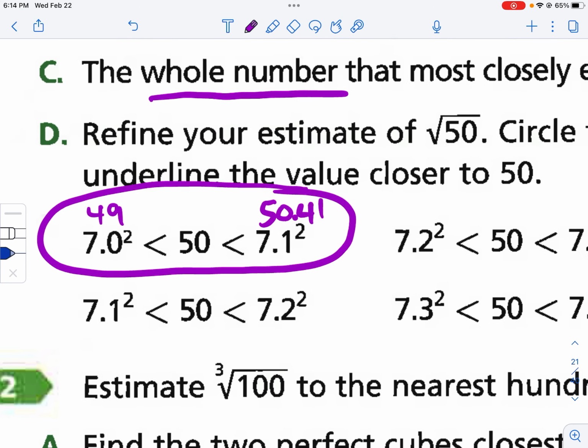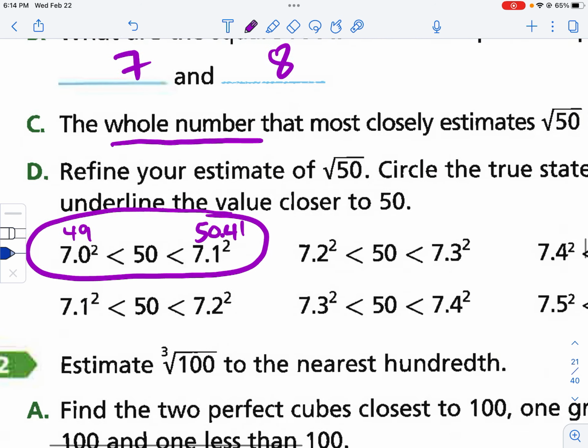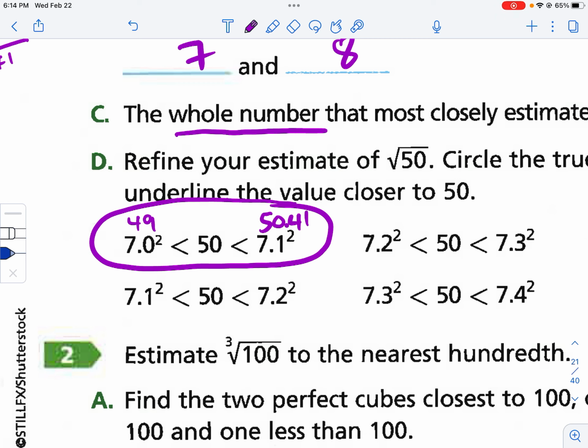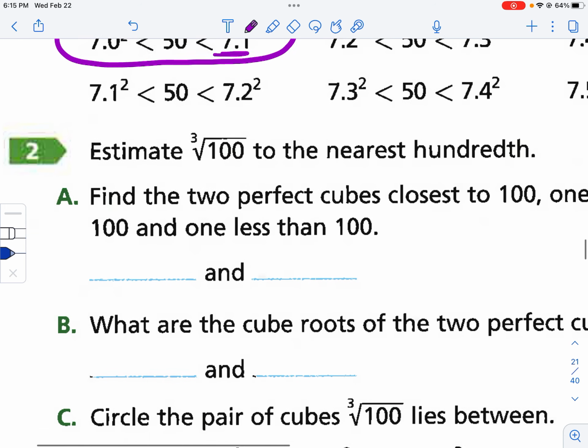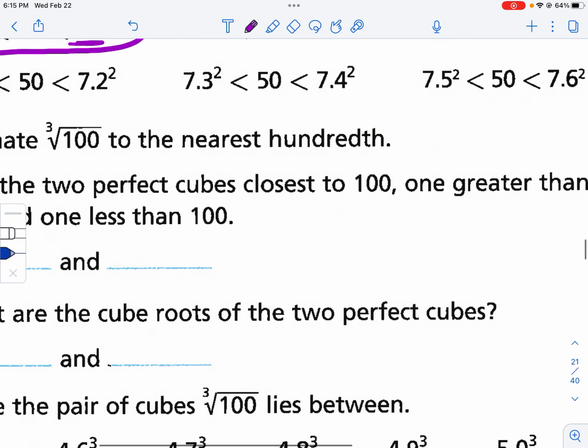Oh, actually, circle the true statement. Okay, so I did that. Now you're going to underline the one that's closer. So what is closer to 50? Is 49 closer to 50, or is 50.41? This one right here is closer to it. Okay, so we're going to do the same thing here. Sorry about that.